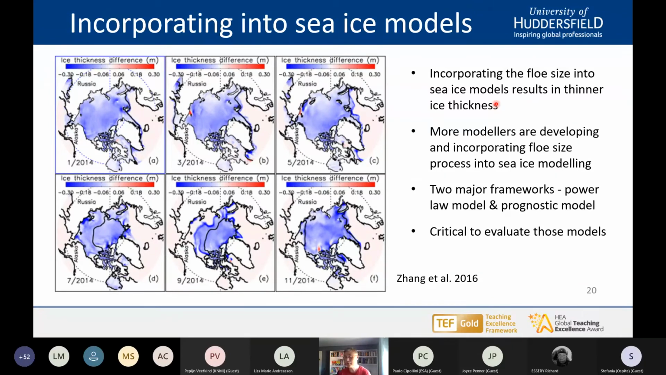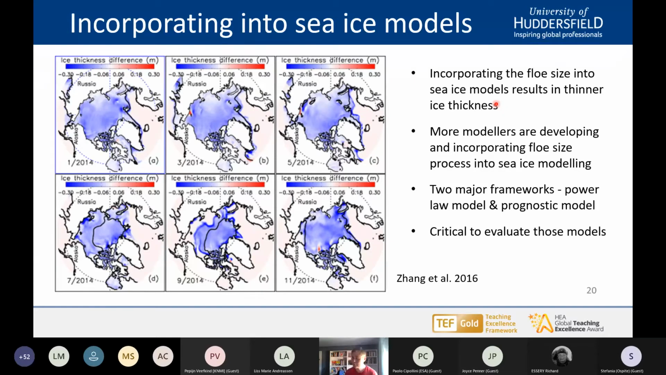But I don't want to go into detail. The power law model is basically taking the information from the observation and assuming a power law, and you use that to simulate the floe size in the model. The prognostic model is completely different. They start from the beginning purely based on the physical process and simulate the floe size.